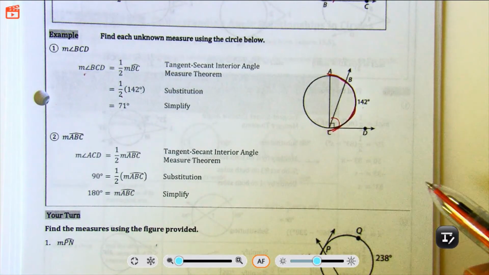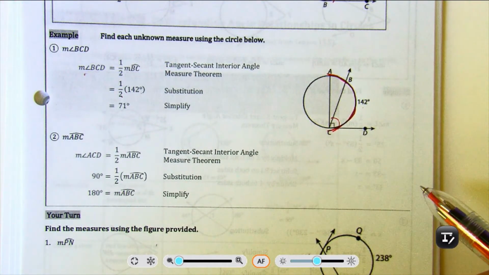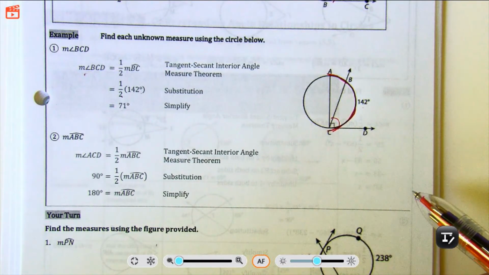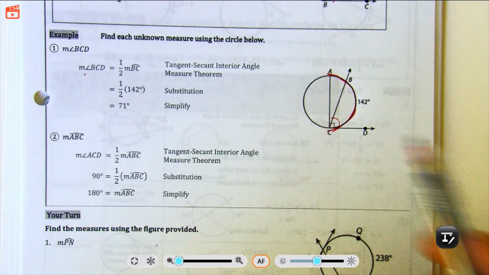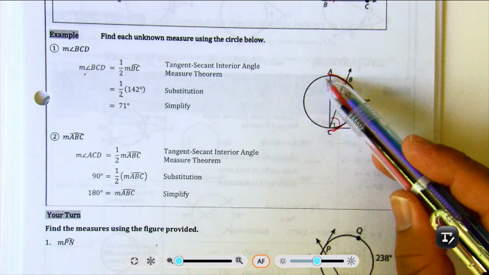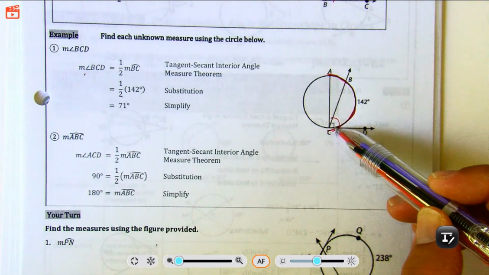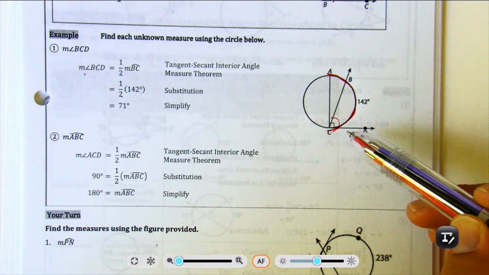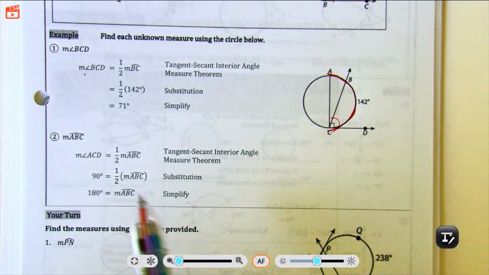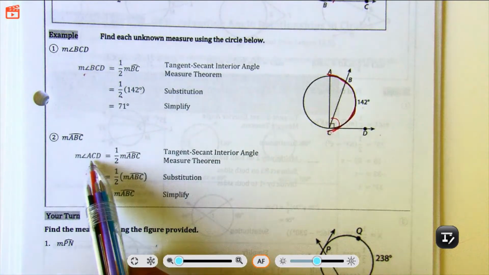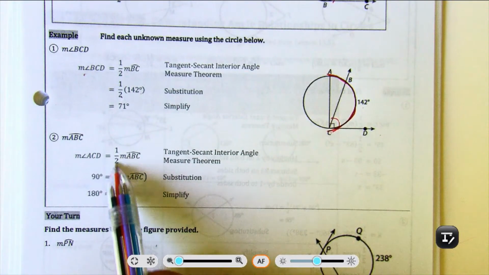So angle ACD is a right angle, that's 90 degrees. So we could use our equation the same way, set it up. The measurement of angle ACD is equal to half the measurement of arc ABC. So we have 90 is equal to 1/2 the measurement of arc ABC.